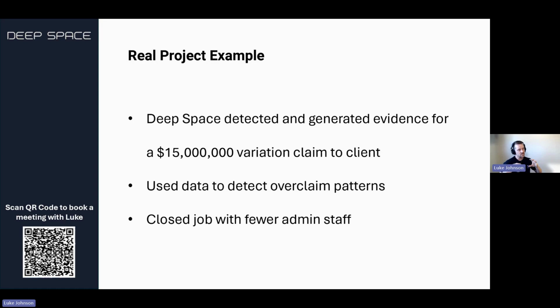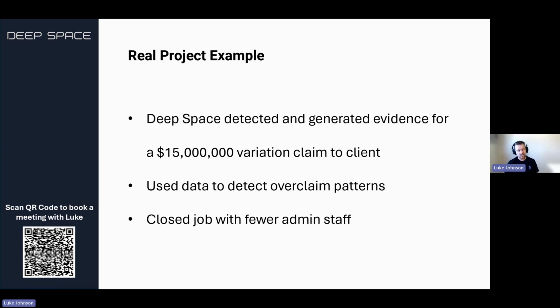We've used Deep Space to detect overclaim patterns because we have direct access and insight into estimates and also into the model data, into drawings. And so we can start to see this guy's claimed for 2,000 square meters of flooring, but really, the 3D files only say there's 1,000. How is this happening? So we can close out some of those risks really, really quick and easily.